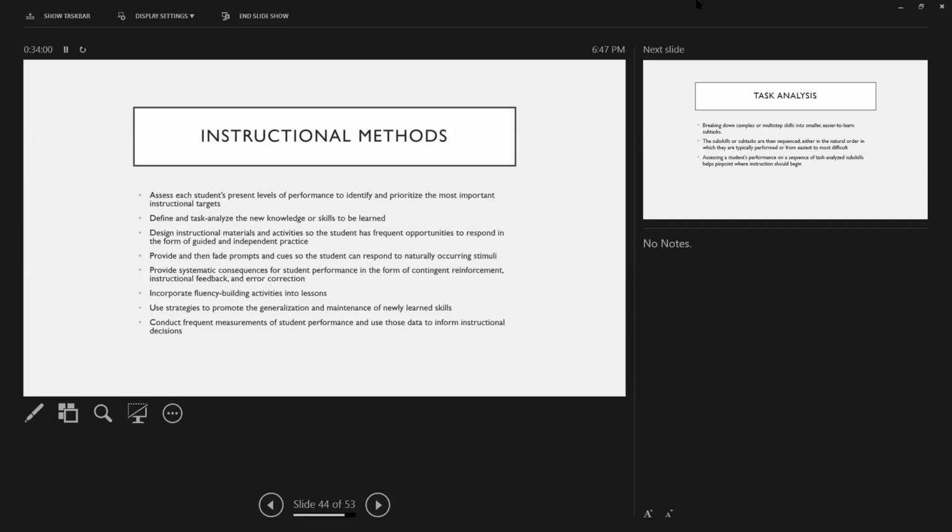Systematic consequences for student performance in the form of contingent reinforcement, instructional feedback, and error correction. Incorporate fluency building activities into lessons. Use strategies to promote the generalization and maintenance of newly learned skills. We've already talked about that briefly. And most importantly, conduct frequent measurements of student performance and use that data to inform instructional decisions.